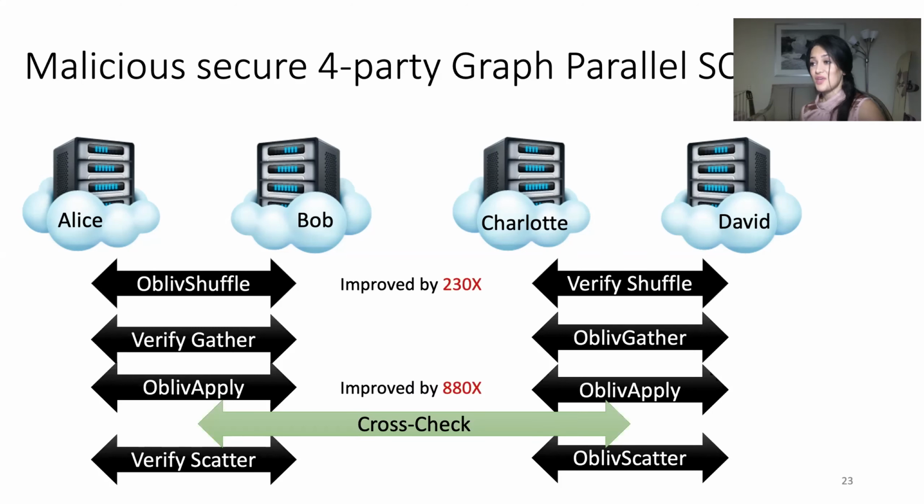So our new design framework has reduced the cost of Uplift shuffle operation by 230 times and Uplift apply by 880 times as compared to the previous work Uplift graph.